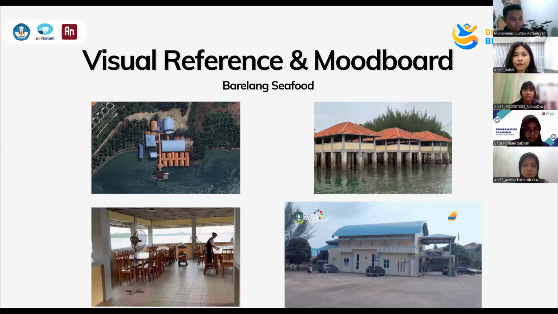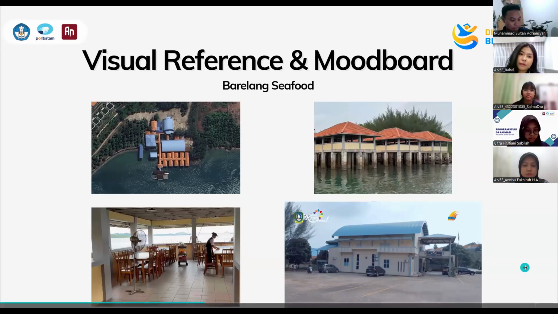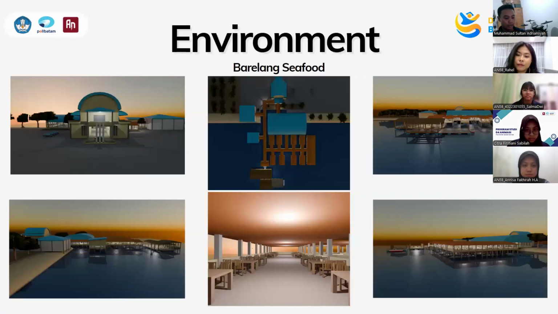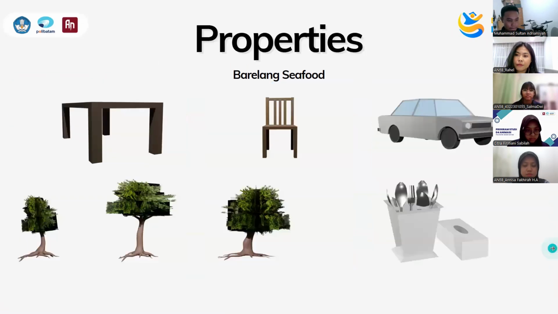To capture the building structure. For this image, we focus on the seaside concept, the wooden structure, and the open dining area. Next, this is the 3D environment we created for Barelang Seafood. We tried to capture the seaside atmosphere and the layout of the restaurant based on the reference. Props. For the properties, we added several supporting objects such as a dining table and chairs, cars, tree, spoon, and tissue.